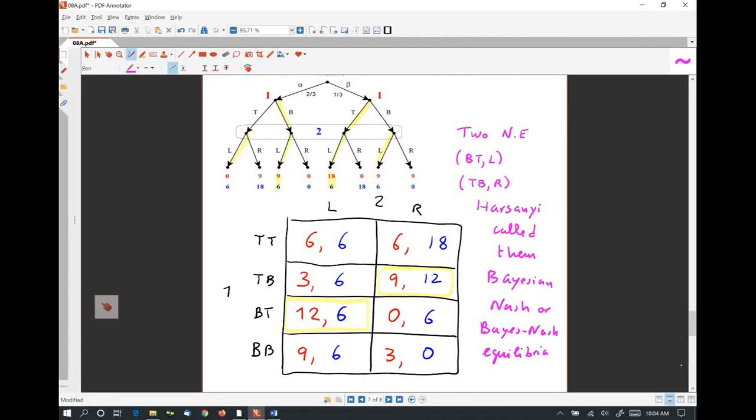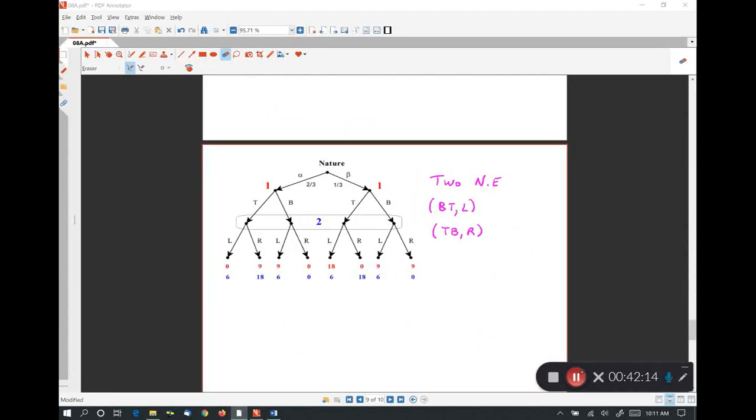I want to conclude this video by commenting on how we should interpret this Nash equilibrium. So what is the interpretation of a Bayesian Nash equilibrium, or a Nash equilibrium of a game obtained by applying the Harsanyi transformation to a situation of incomplete information?